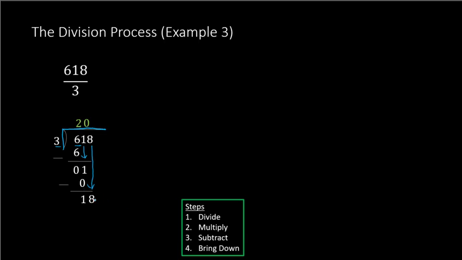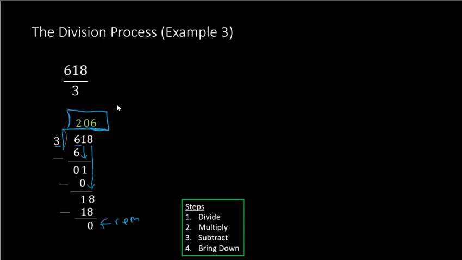So now step 1, we divide 18 by 3. That gives you 6. We put a 6 up here. Step 2 is multiply. 6 times 3 to get 18. Step 3 is subtract. 18 minus 18 is 0. And there's nothing to bring down because we're at the end of the numbers. So 0 is your remainder. So there is no remainder, which means your solution is just 206.